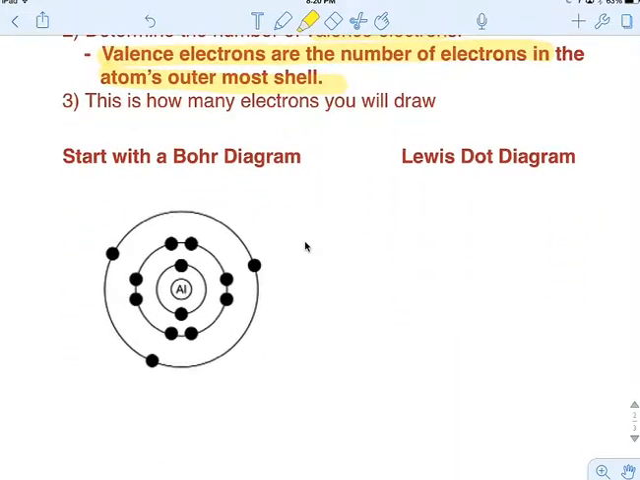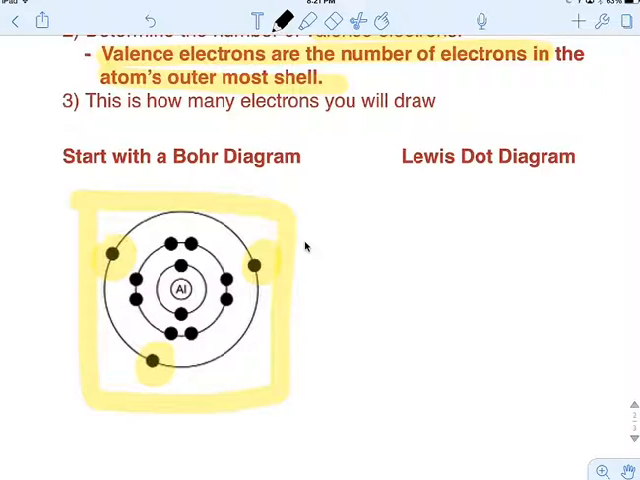To actually complete a Lewis dot diagram, I often suggest you start with your Bohr diagram. It is going to show you the best way of looking at how many electrons are in the outer shell. There's 3 electrons in the outer shell of aluminum.